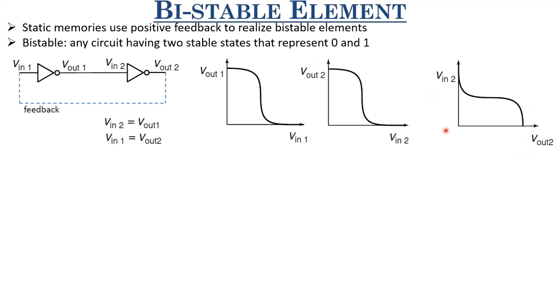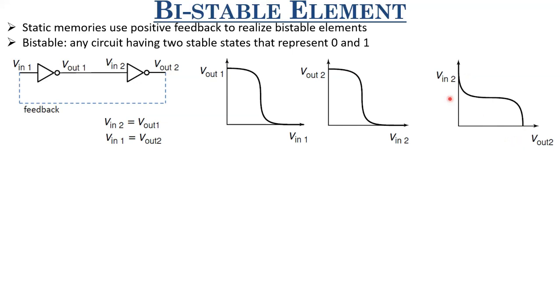So how can we do that? Let us plot V in 2, which is nothing but V out 1, on the y-axis, and correspondingly, let us draw V out 2 on the x-axis. When V in 2 is large, what is the value of V out 2? It's 0. When V in 2 is 0, what is the value of V out 2? It's 1, right? This is nothing but a rotation of this, and we have simply transformed the axis, plotting V in 2 on the y-axis and V out 2 on the x-axis.